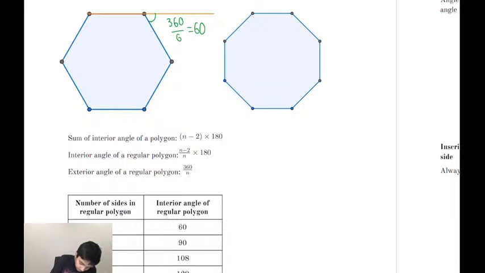So this angle will also be 60, this angle will also be 60, and it will be 60 for all the exterior angles. But then in the octagon here, the exterior angle will just be 360 over 8, which is 45. So this will also be 45, and same thing for all other exterior angles.